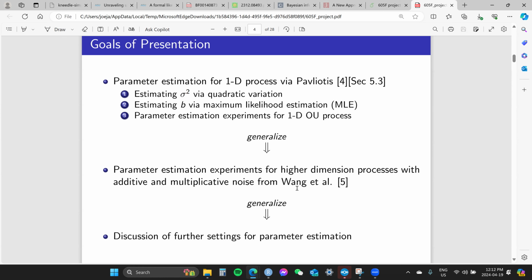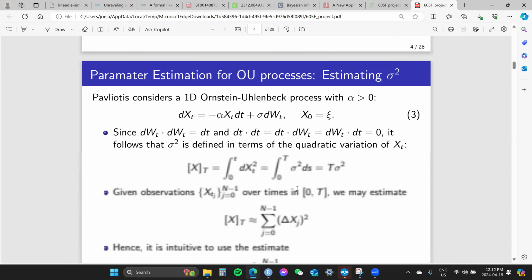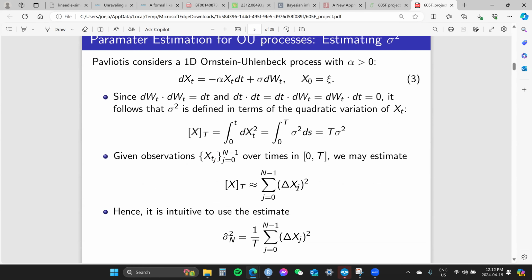And then we want to further generalize to what we want to do in future work, discussing other functional forms of the SDE. All right, so as Joe said, we'll start easy.